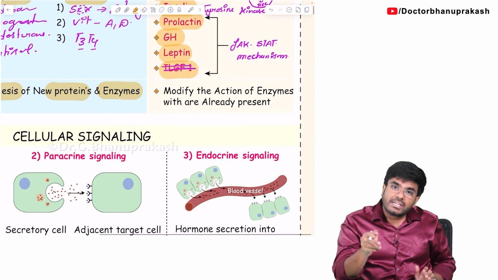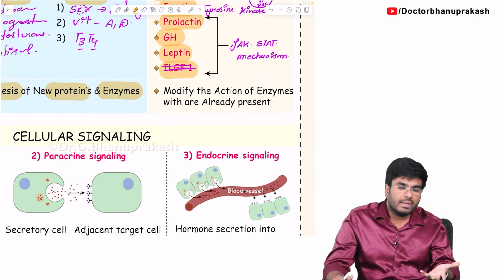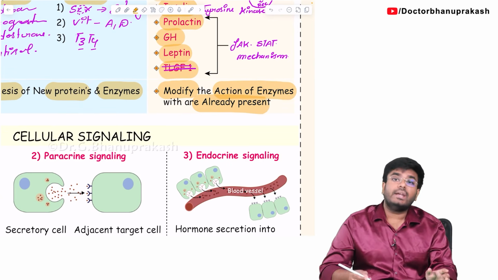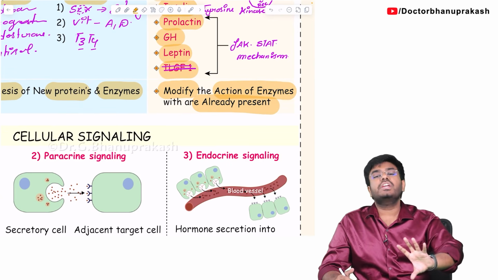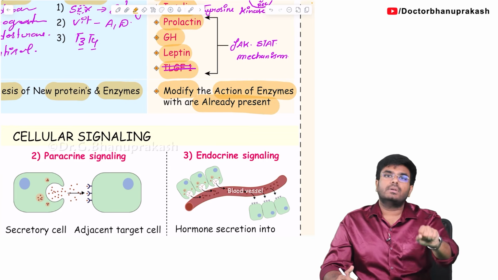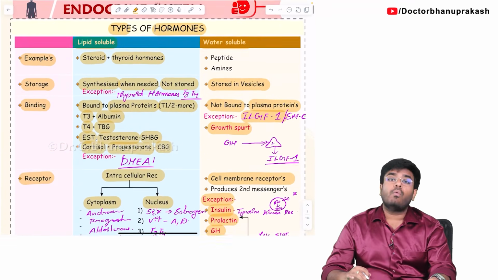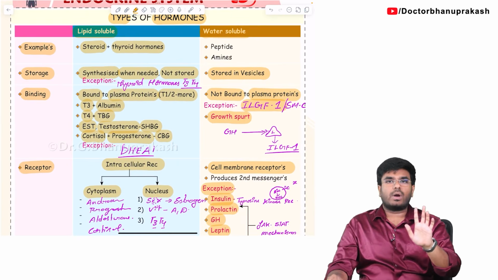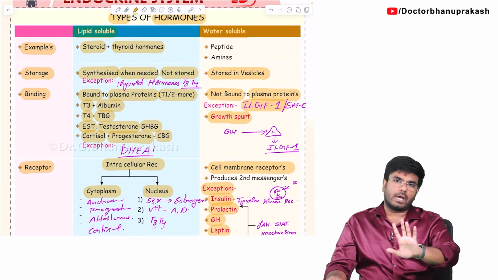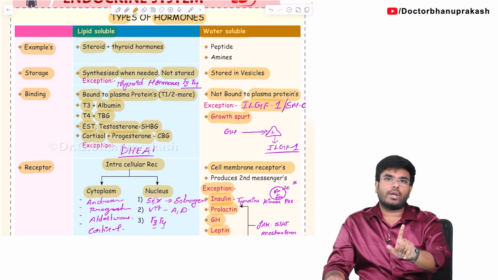But what is the action of the water-soluble hormones? They are not helping in producing something new. They will modify the action of already existing proteins. They will just change their action, either amplifying or terminating it. So these are the main important differences between the water-soluble and lipid-soluble hormones. What are the examples of water-soluble hormones? Peptide hormones and amine hormones. What are the examples of the lipid-soluble hormones? All the steroid hormones and thyroid hormones.